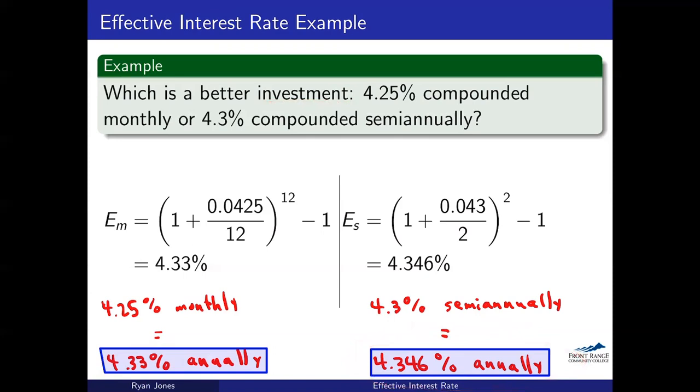I'll highlight that. This would be our answer right there because we're talking about an investment. But if I just changed this question, if I crossed out investment and wrote loan, then we would say that our answer is 4.33% annually because it's smaller. We'll go ahead and leave that there.